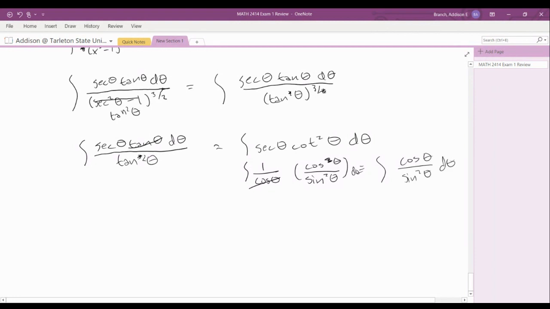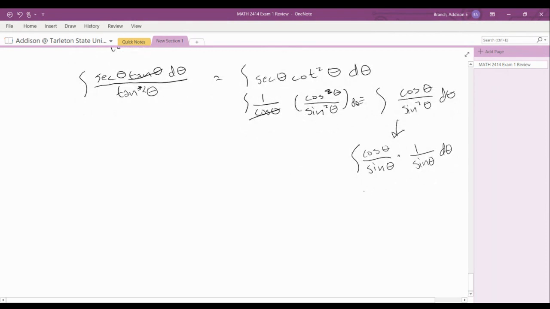And then now what we can do is break this down and say that we have cosine of theta over sine of theta times 1 over sine of theta d theta. We know that cosine over sine is going to go down to cotangent, and we know that 1 over sine is going to go to cosecant. So what is this going to give us?